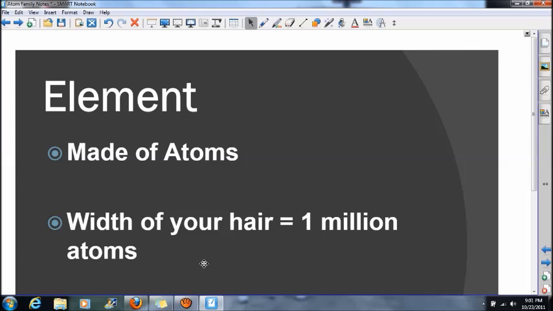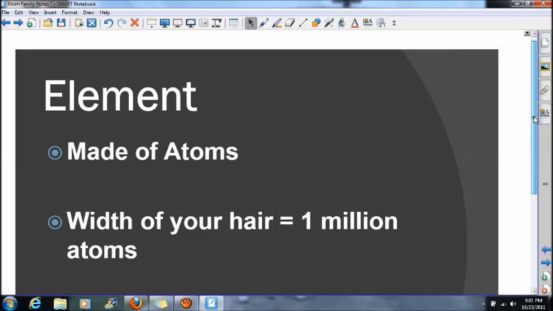An atom is so small that if you plucked a hair from your head, and not the length of your hair, but the width. So think that the distance across that hair, you'd have to line up 1 million atoms side by side by side to get across the width of your hair. That's really small.